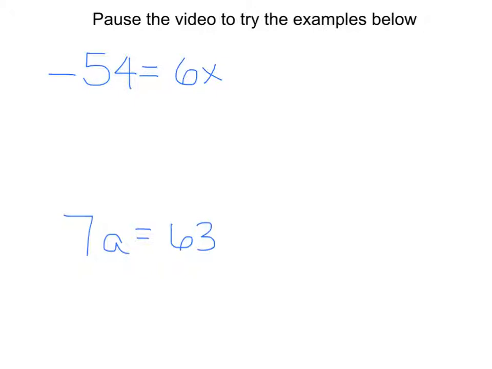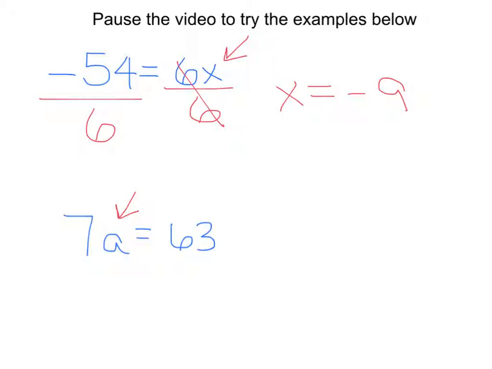Negative 54 equals 6x. So we're always trying to get the variable by itself. So you ask yourself, what's happening to the variable? It's being multiplied by 6. So that means that we have to divide by 6 to make it stand alone. Negative 54 divided by 6 is negative 9.